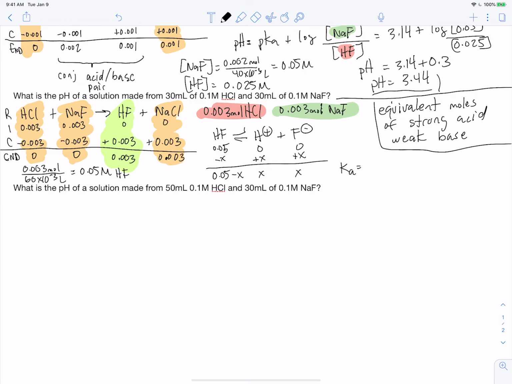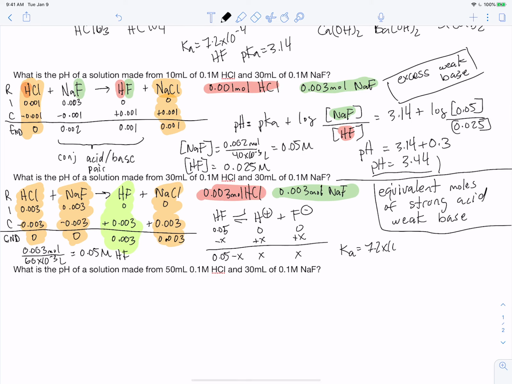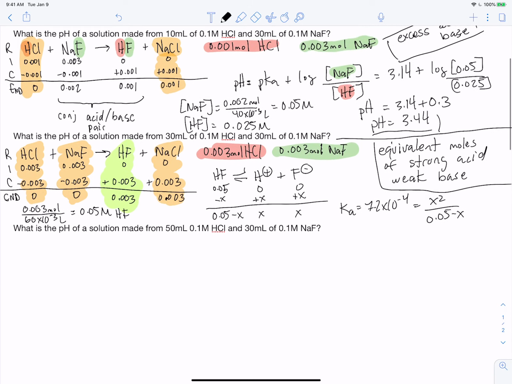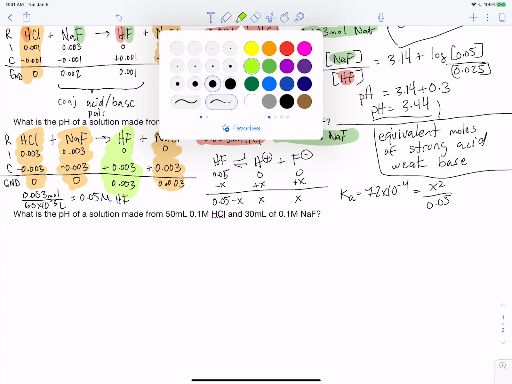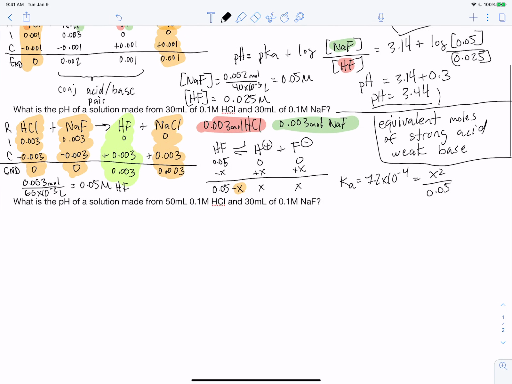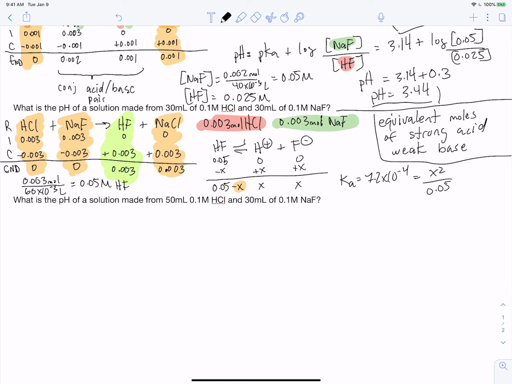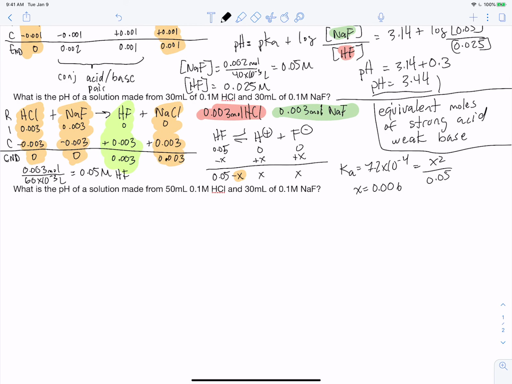We're given Ka at the beginning here. We say that's equal to 7.2 times 10 to the minus fourth, and that's equal to x squared over 0.05 minus x. And we'll do the approximation, where we discount the x in 0.05 minus x, saying that this probably doesn't matter. And so we find that x is equal to 0.006. It is much smaller than 0.05, so our approximation holds.